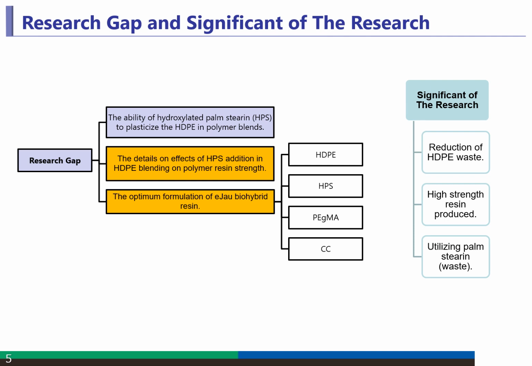Then for the significance of the research, this research can contribute to the reduction of HDPE waste, followed by the high strength of resin produced to replace current synthetic HDPE resin. And the last one is utilizing palm stearin, which is a waste of palm oil production, as one of the plasticizers in order to reduce the use of HDPE in the polymer industry.